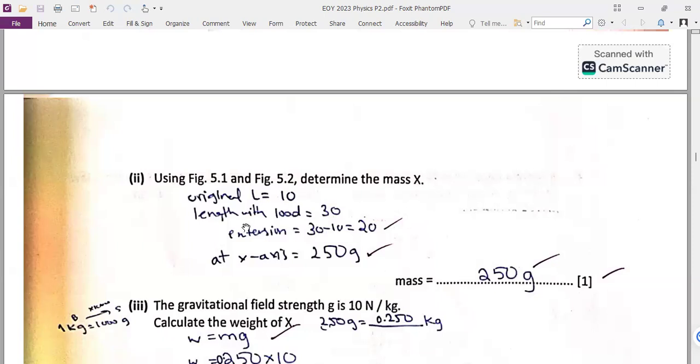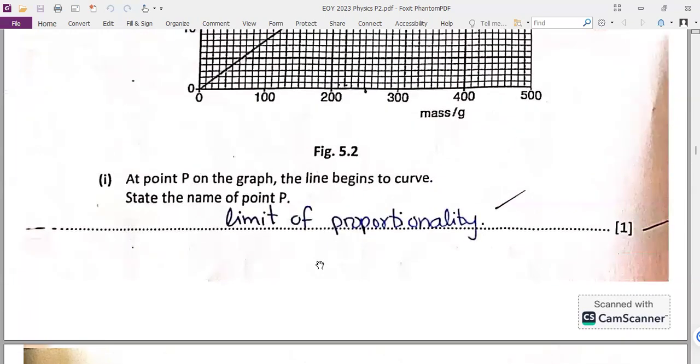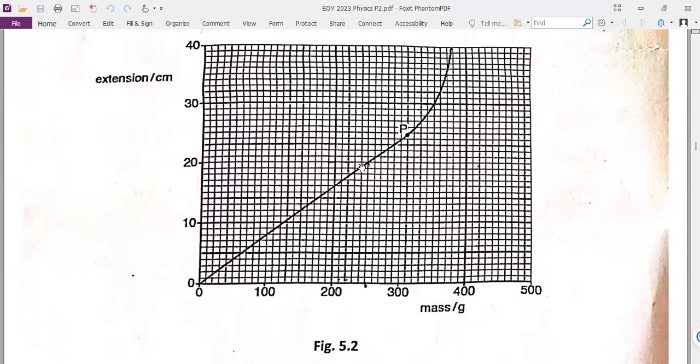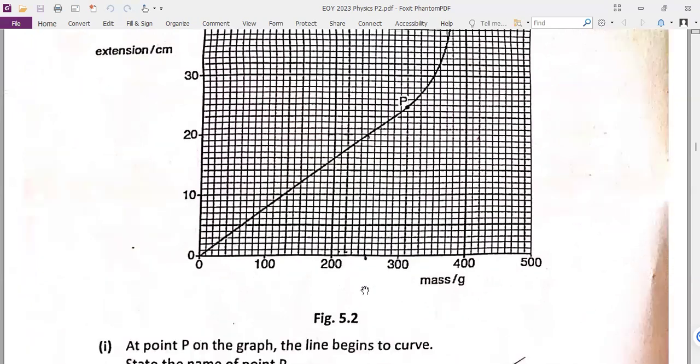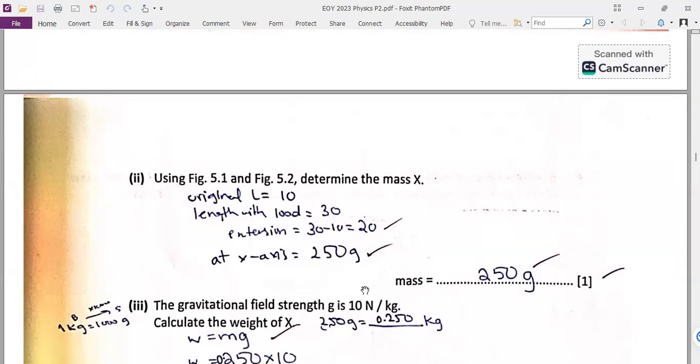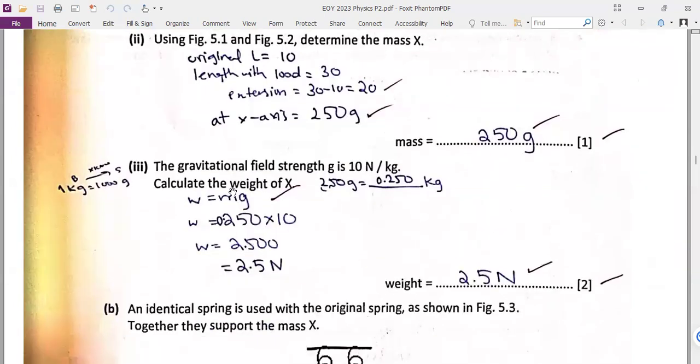Second part, calculate the mass. So, you can do it this way. Original length, stretched length, extension, and extension on the x-axis. Extension here gives you this. So if you read the graph, an extension of 20 means the mass hanged is 250. Okay. So to calculate the weight, just multiply the mass with the gravitational field strength, but make sure you use the mass in kilograms, not grams from the answer. So many students did this wrong.